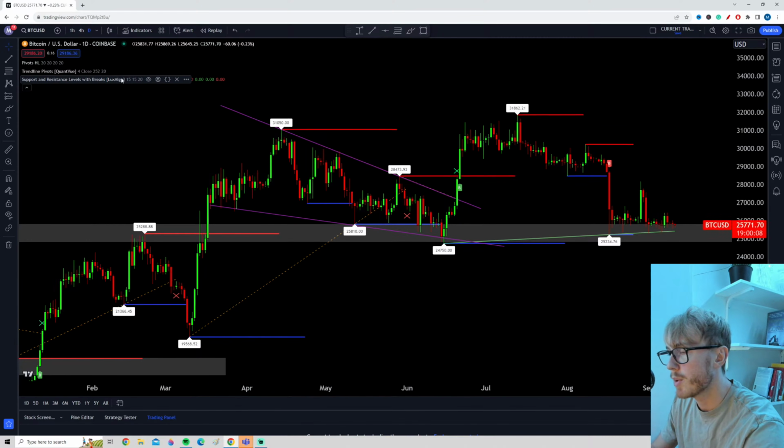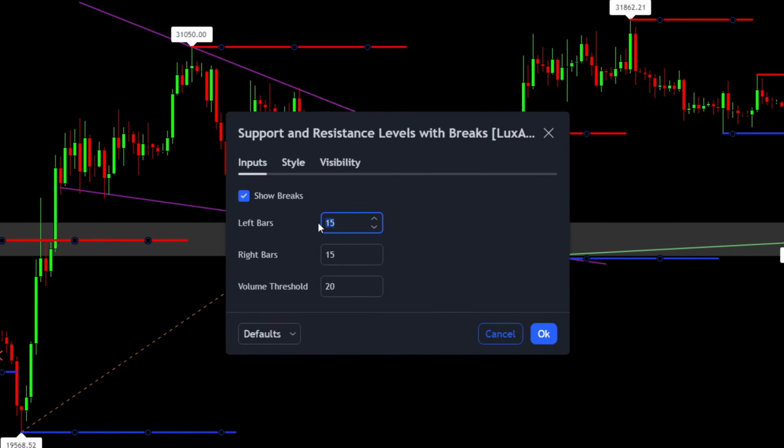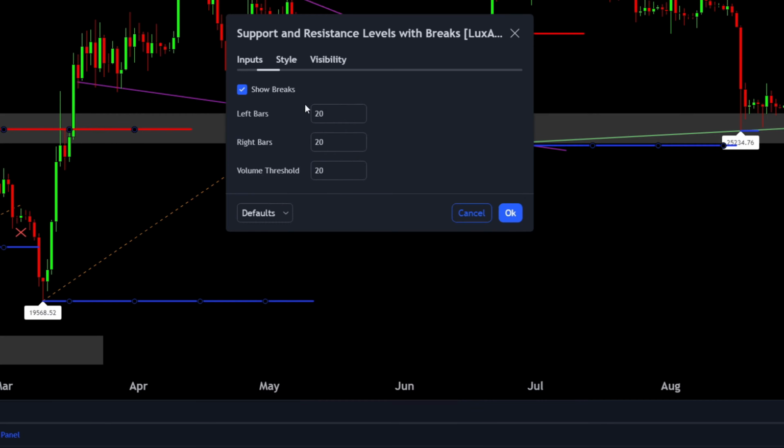But what we want to do now is go up here to the settings tab for this indicator. And here where it says left bars, remember from our previous indicators that we're using pivot highs and pivot lows based on 20 periods. So once again, we do want to change this indicator's left bar to 20, and we want to change the right bar to 20 as well. So all of our indicators line up and work well together. You can also of course change the style of these levels if you want to, but I will just keep it as it is and we are ready to click OK.